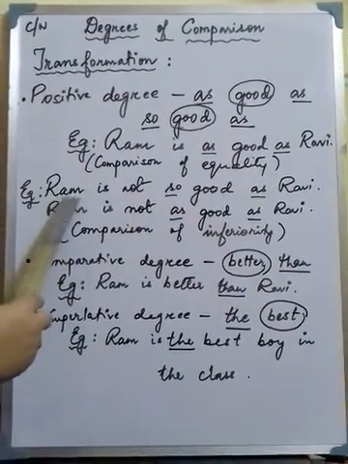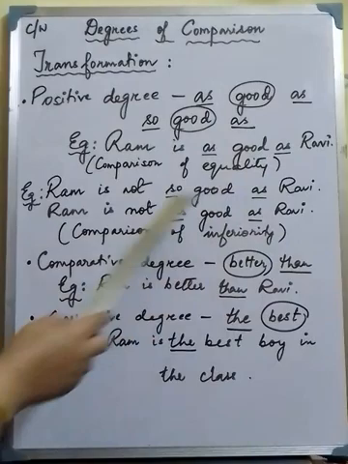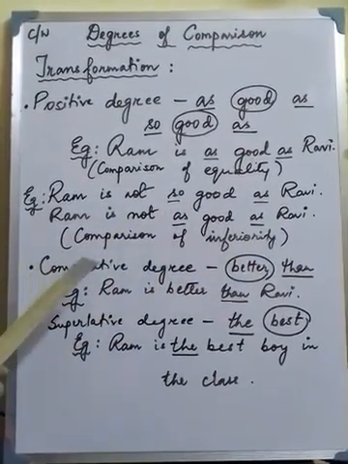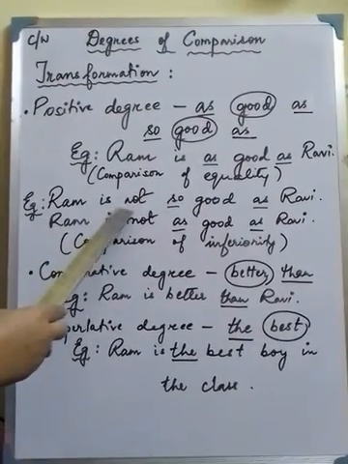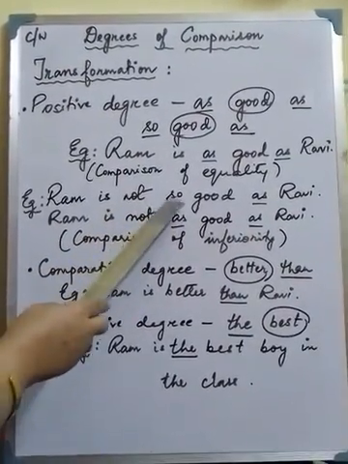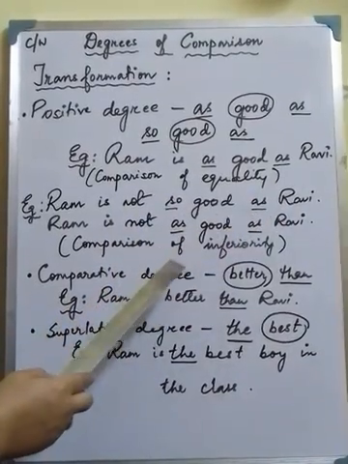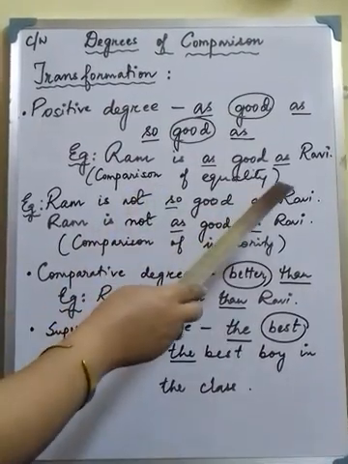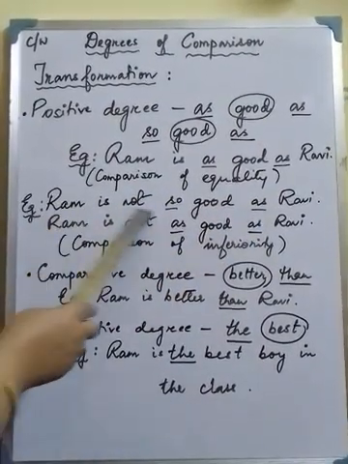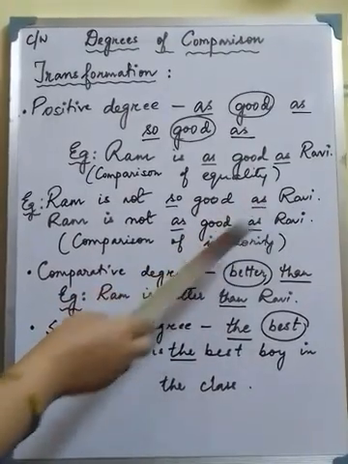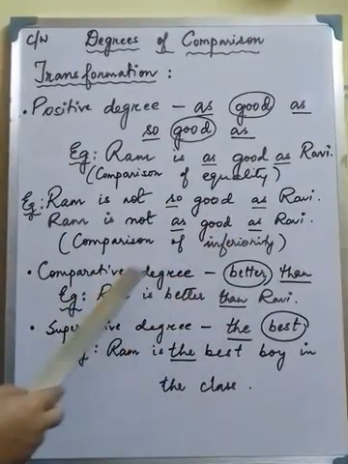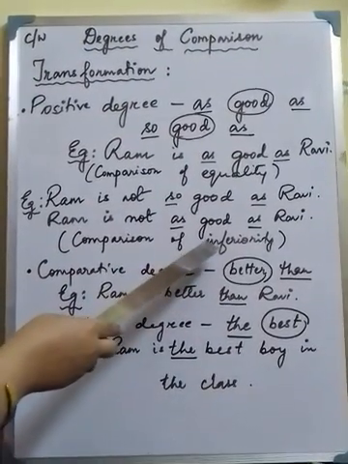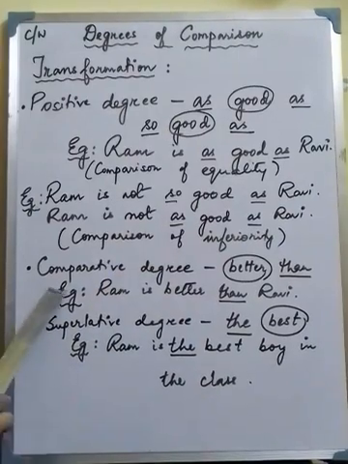Similarly, we can also use Ram is not so good as Ravi, or Ram is not as good as Ravi. In these two sentences, you will see that the sentences are in the negative form, and we have used not so good as Ravi, which means that here is a comparison of inequality. Both are not equal to each other. Rather, Ram is not so good as Ravi. So who is better? Definitely Ravi is better. This is called comparison of inferiority. I hope it is clear.